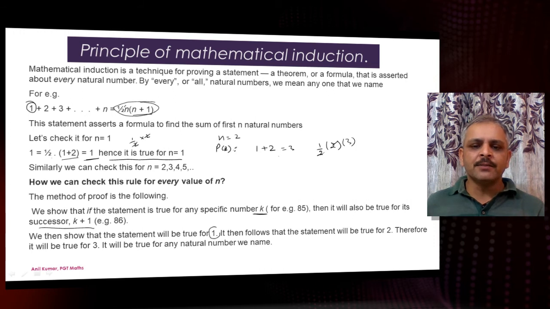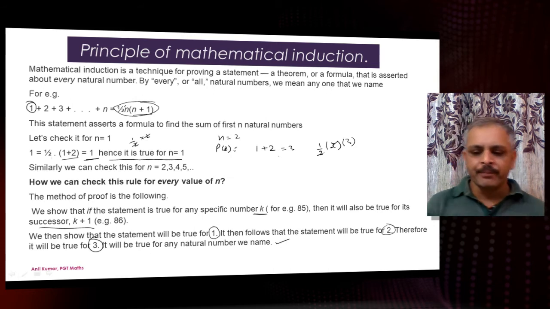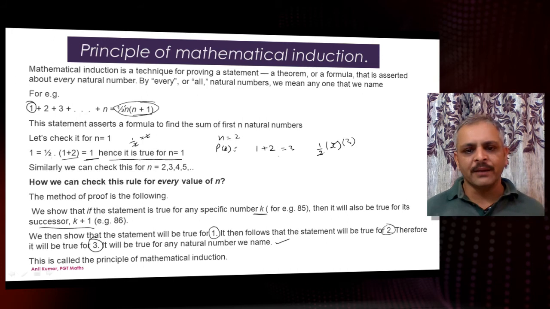it means that a statement which is true for 1 will be true for 2, which is true for 2 will be true for 3, 3 then leads to 4. So it will be true for any natural number we name. So this is called the principle of mathematical induction.